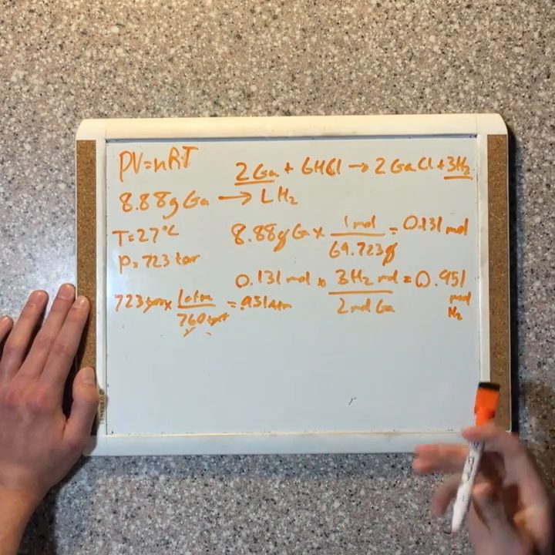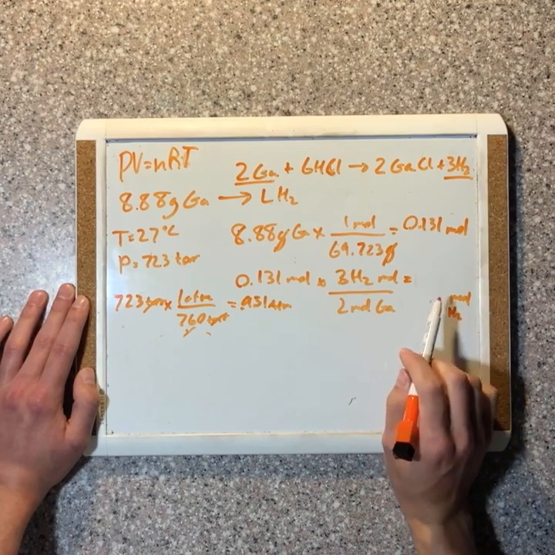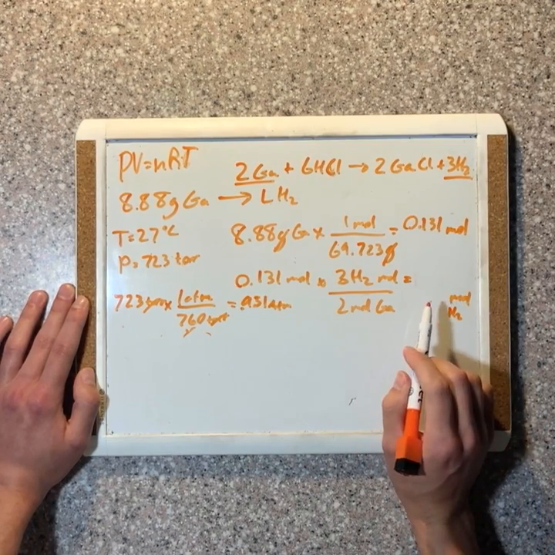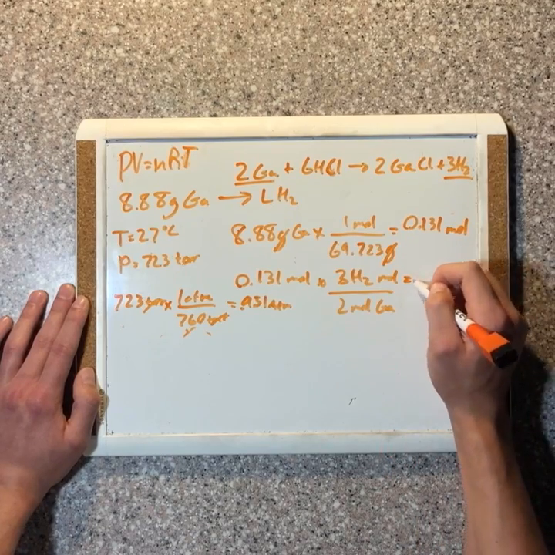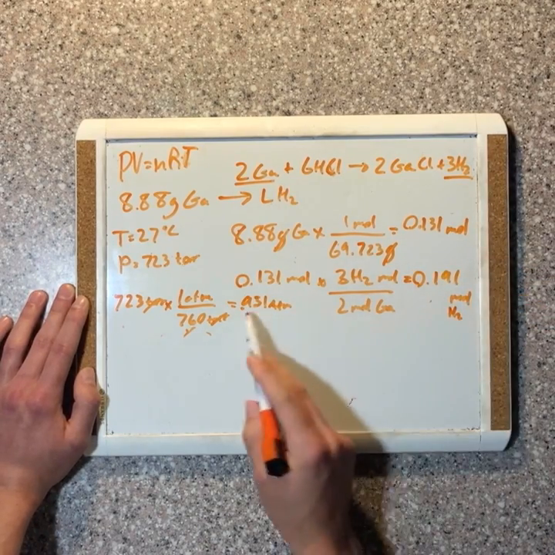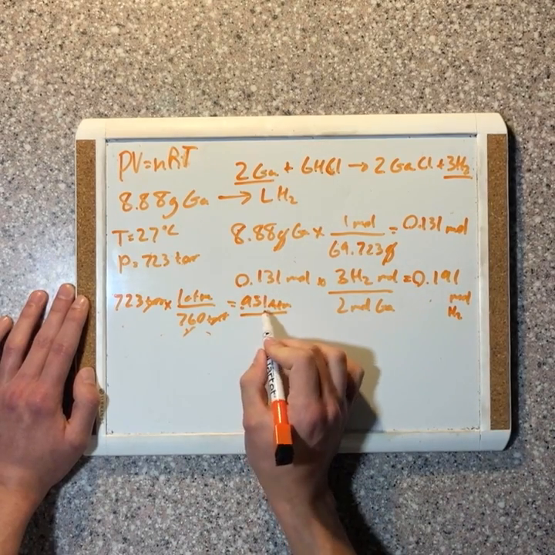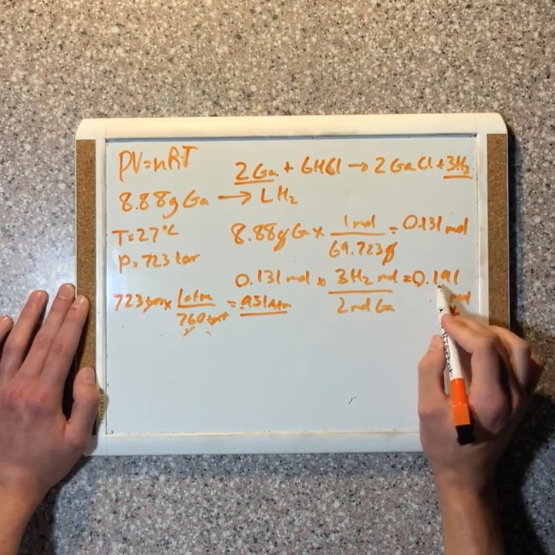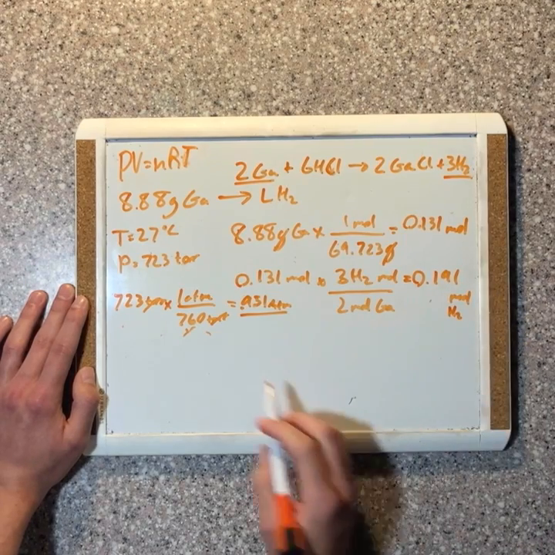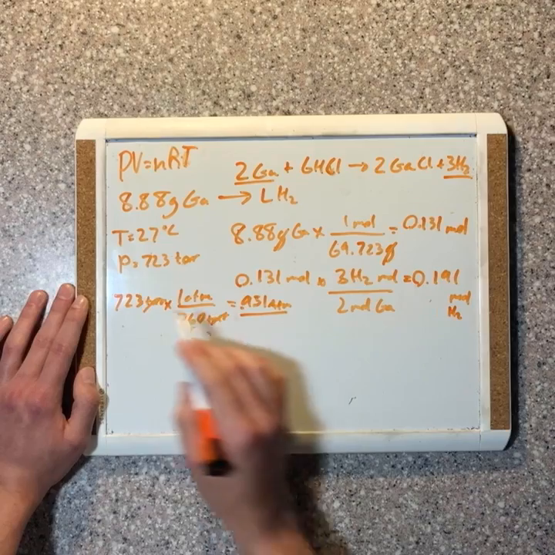And I realized that my moles of hydrogen was way off. Sorry about that if you were following along. It's actually going to be 0.191 moles of hydrogen. So a little confusion there. Sorry for that. 0.951 is the atmospheres. 0.191 is the amount of moles, not molar mass.